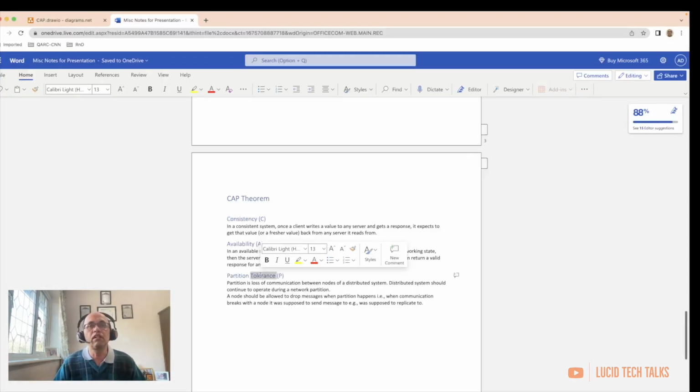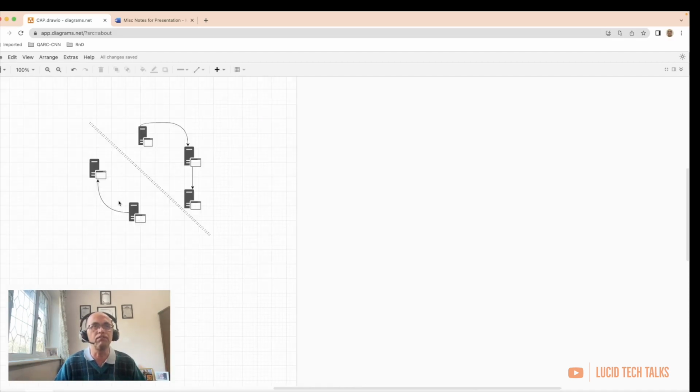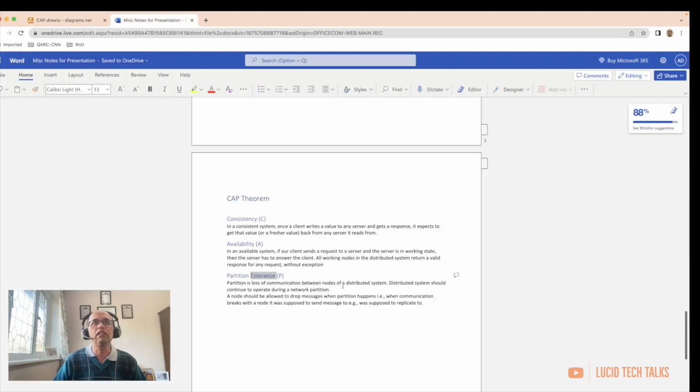So coming to partition tolerance, what it is saying is, when there is network partitioning, as we talked about here, if this link is broken, now there are two partitions, in this example one with 2 nodes, one with 3. So in the CAP theorem, partition tolerance says that when there is a network partition, you should have tolerance to it, because network partition is something that can always happen in any distributed system. In that case, a node should be allowed to drop messages when a partition happens. So your system should be able to cope with the partition by dropping messages.